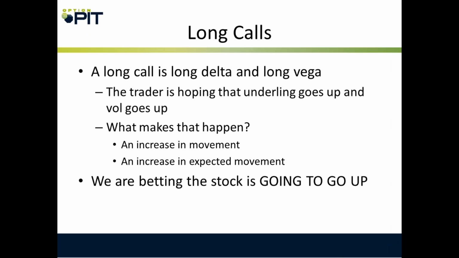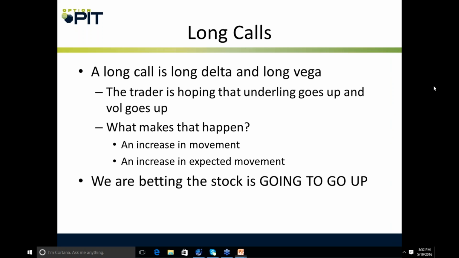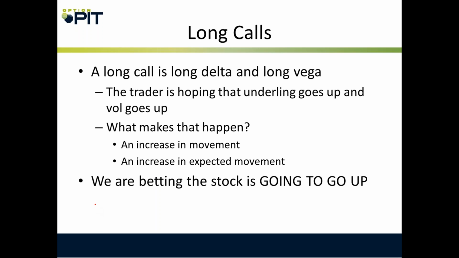Now, a long call is long delta and long vega. You're actually hoping the underlying goes up and movement increases. So what makes vol go up? IV come in. Does that mean IV comes in means implied volatility drops? That's a good question. Thank you. So what you're really doing when you buy calls is you're looking for an increase in movement or an increase in expected movement. If you think a stock's going to go up, you should buy calls.